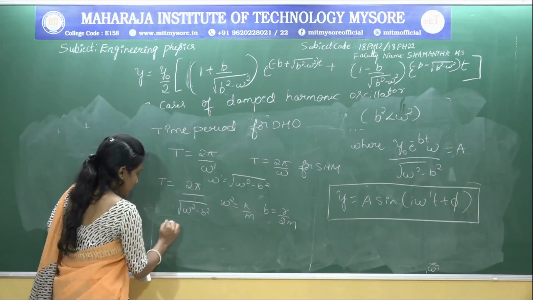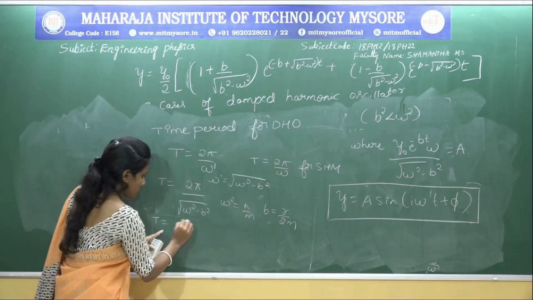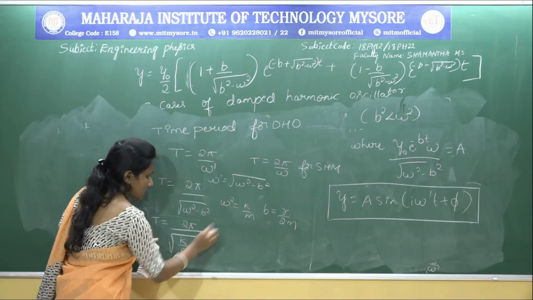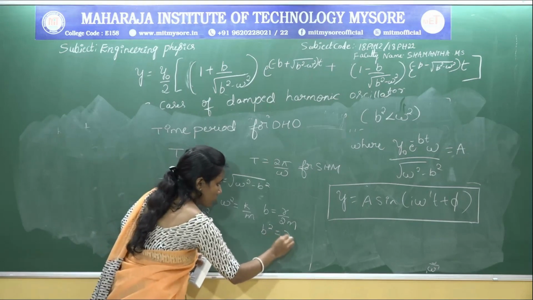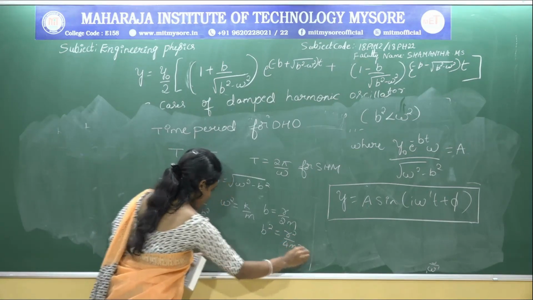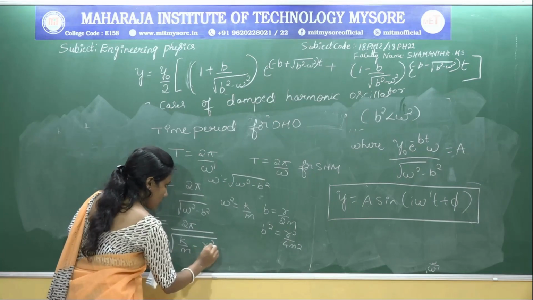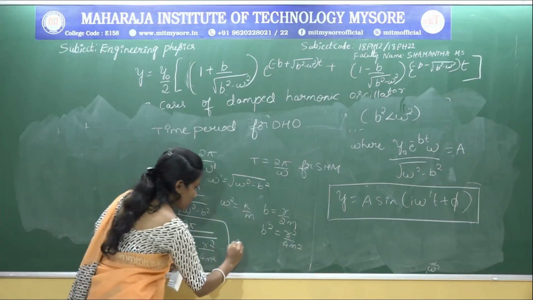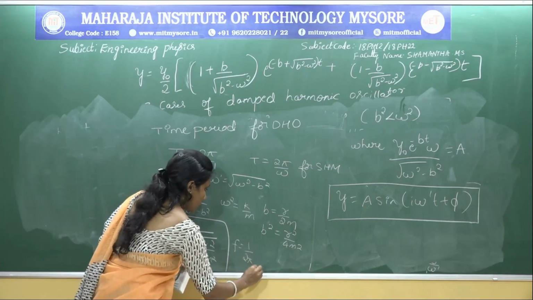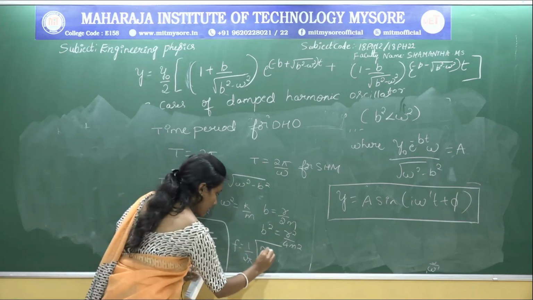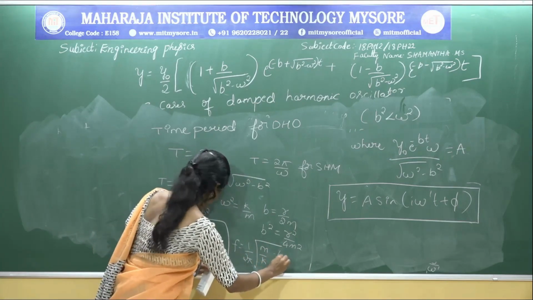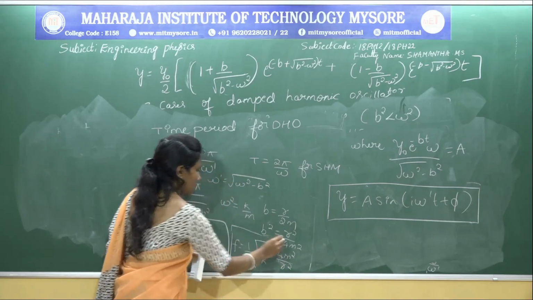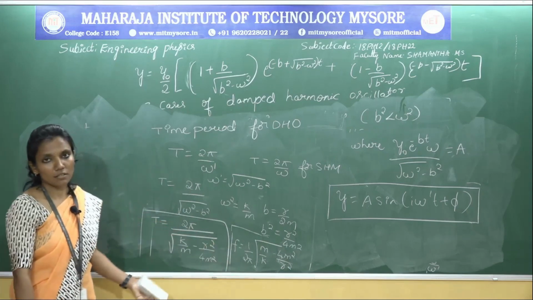So when we substitute these values in the above equation, we will get k by m minus b square, where b square is equal to r square by 4m square. So we will get r square by 4m square. This is the time period. And the frequency is f is equal to 1 by 2 pi root of k by m minus r square by 4m square. So this is the frequency for a damped harmonic oscillator.